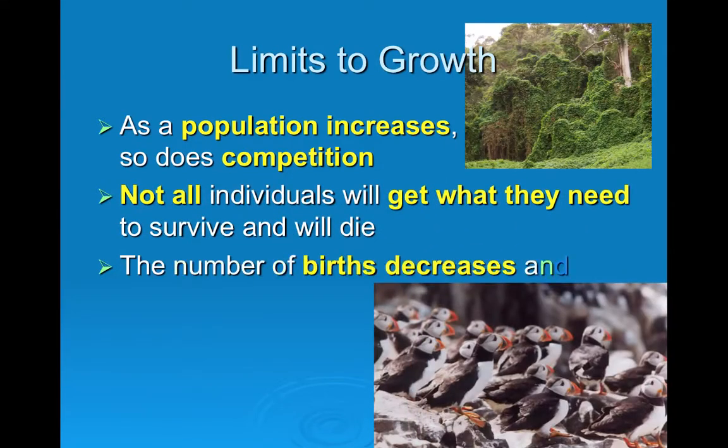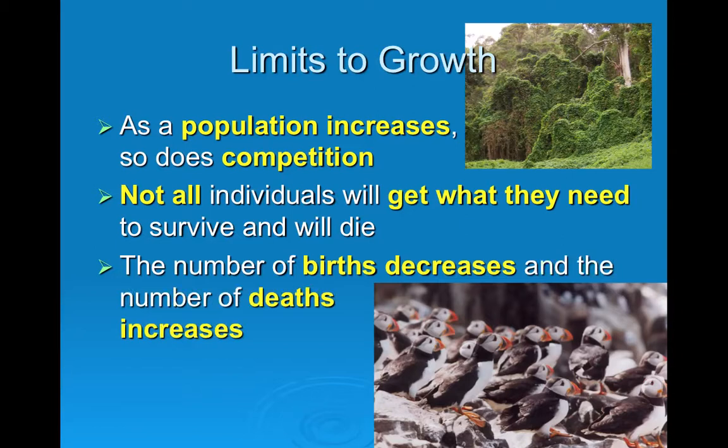Not all individuals are going to get what they need to survive, and they will die. Some individuals will not receive enough nutrients and they'll still live, but they won't live the quality of life that they would live if they had all the nutrients that they need. The ones that don't get enough nutrients might end up dying, and that's going to decrease your population size.